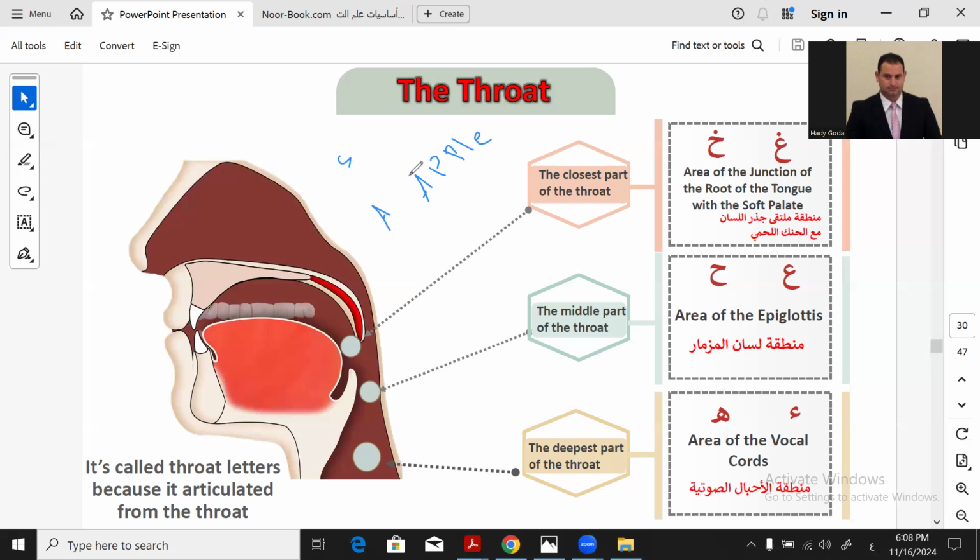Now let's pronounce letter Hamza and letter Ha. Say after me: a for letter Hamza, a, a, a. For letter Ha, you can say ha, ha, ha. This is the way to pronounce letter Hamza and letter Ha.